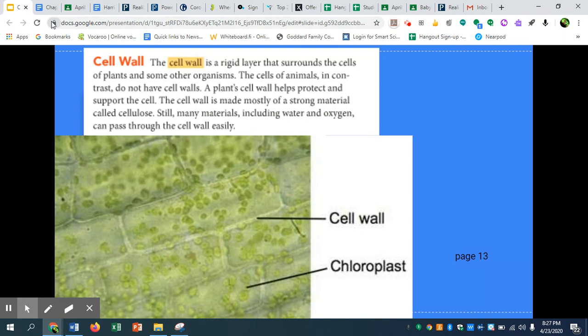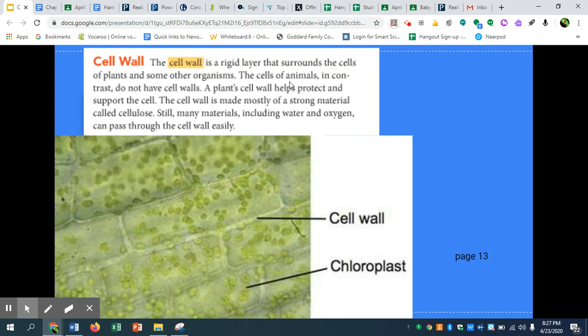Now, animal cells have a cell membrane. Plant cells, what makes them different is that they also have a cell membrane, but they have a cell wall. Okay, animal cells do not have a cell wall. So what is a cell wall? A cell wall is a rigid layer that surrounds the cell. So first you'll have the cell membrane, and then outside of the cell membrane is the cell wall.